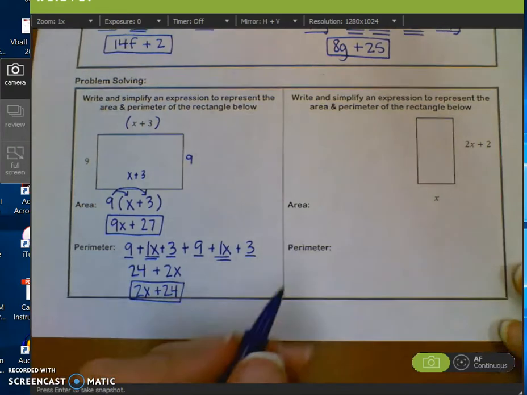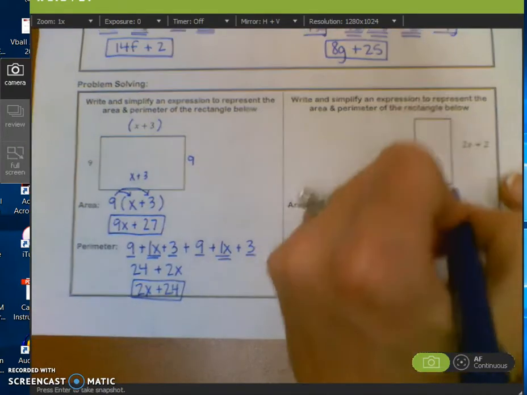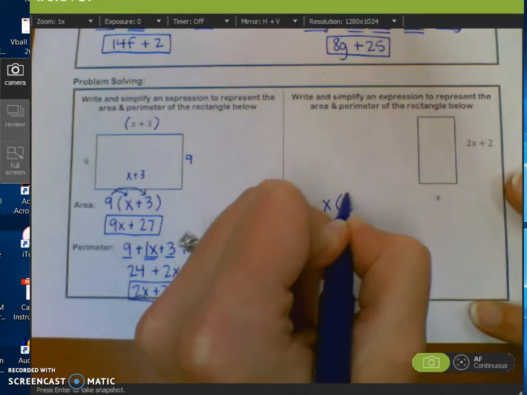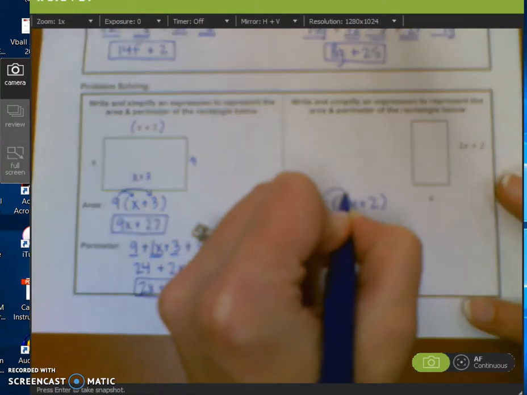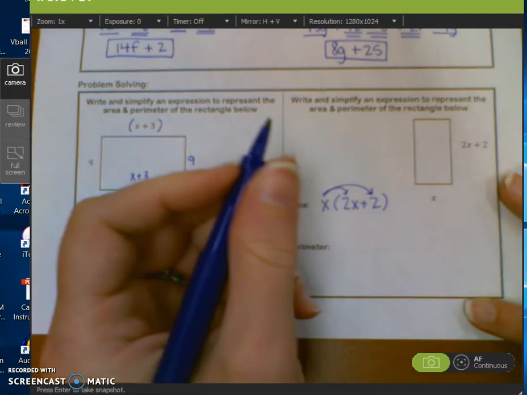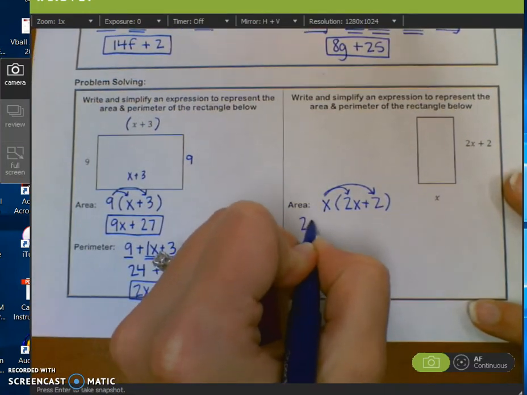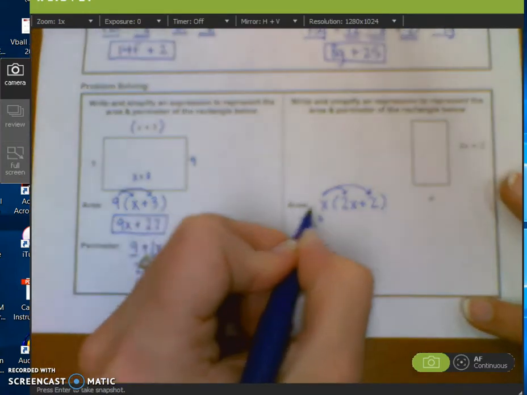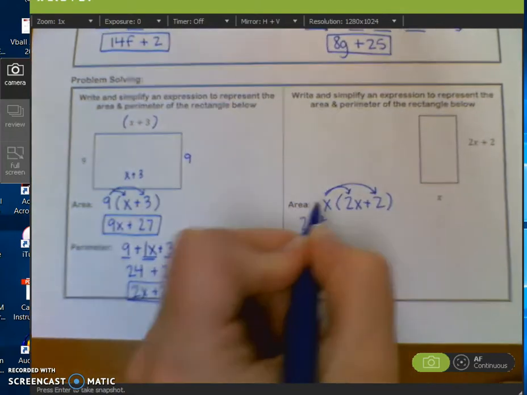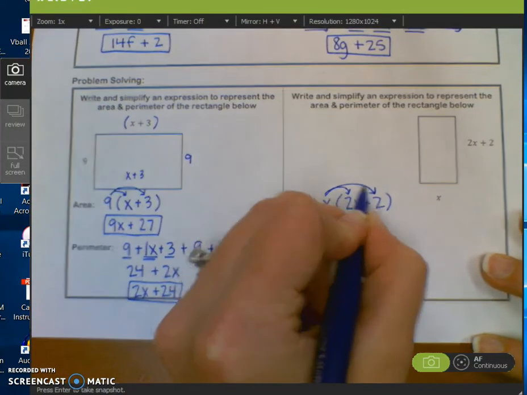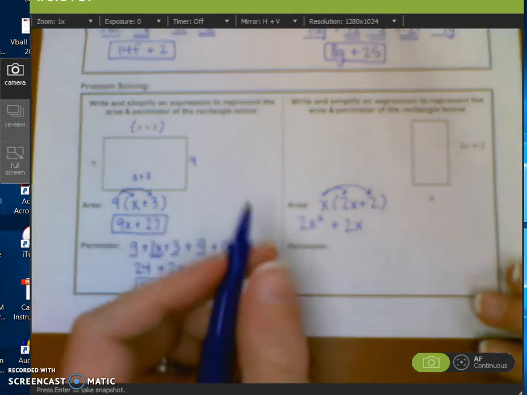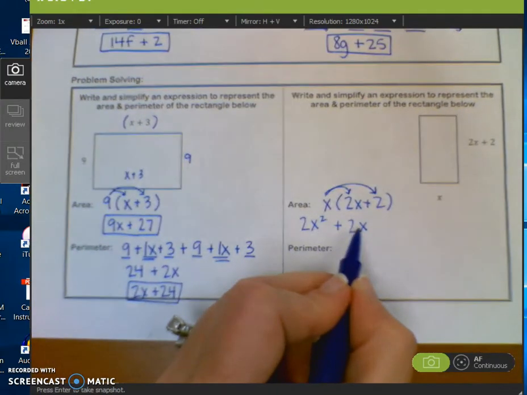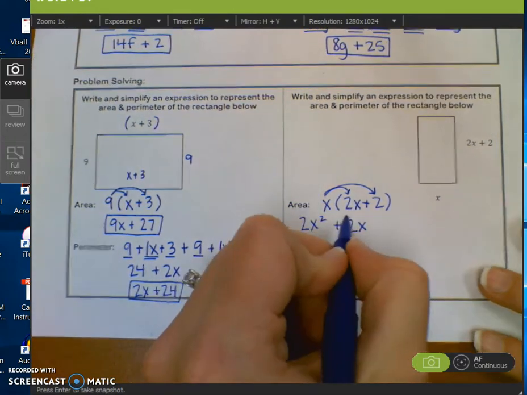So again, for area, we always do length times width, so we've got to do x times the whole side length, which is 2x plus 2. And so when I multiply x times 2x, I get 2x squared because I've got 2 times x times x. And when I multiply x times 2, I bring down my plus sign and I get 2x. So I've got 2x squared plus 2x as my area.